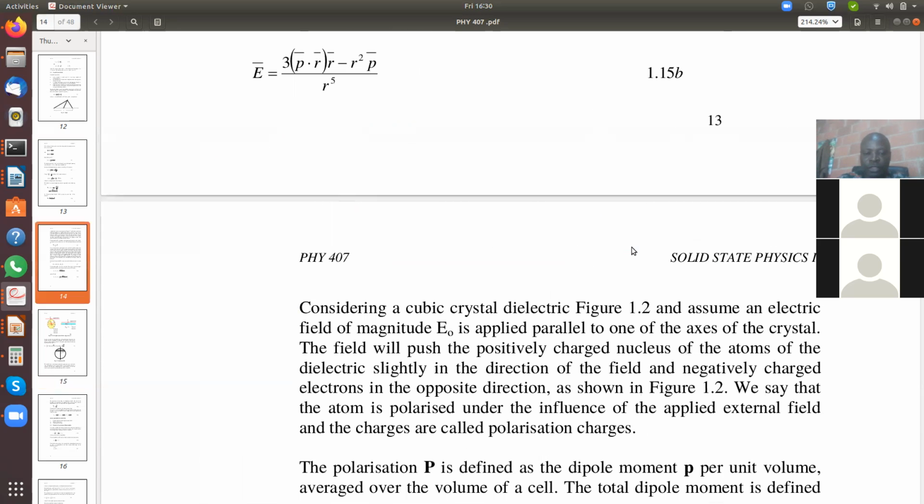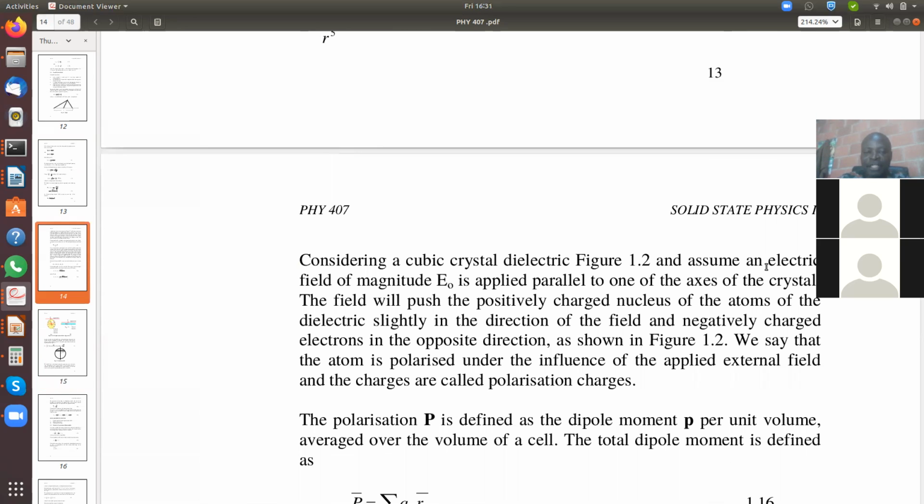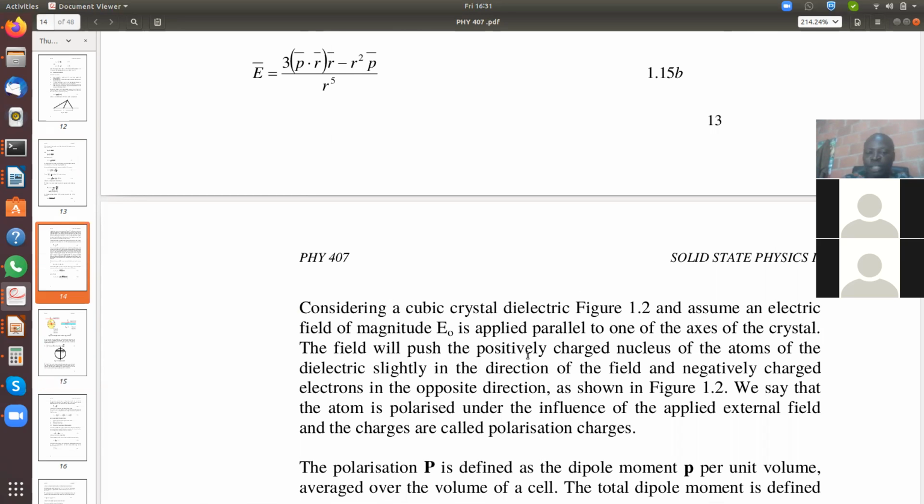So let's see what the discussion is trying to say, that assuming an electric field of magnitude E naught is applied parallel to one of the axes of the crystal, the field will push the positive charge nucleus of the atom of the dielectric slightly in the direction of the field and the negative charge electron in the opposite direction. So what they're trying to say is that if you apply an electric field parallel to the axis of the crystal, the field will push away the positive charge nucleus of the atom.